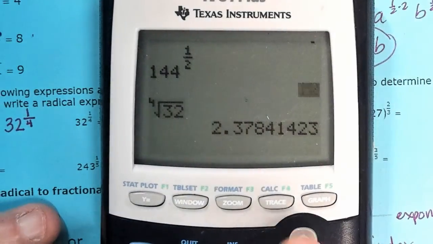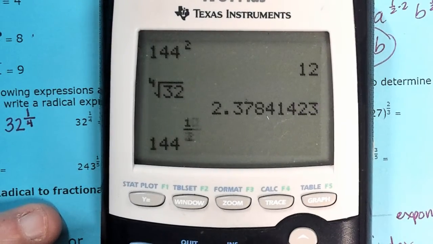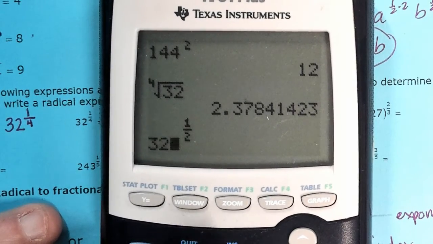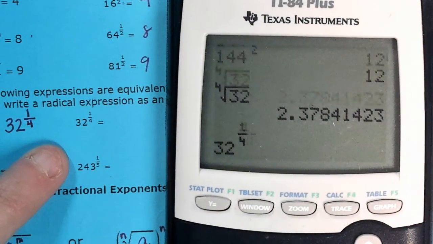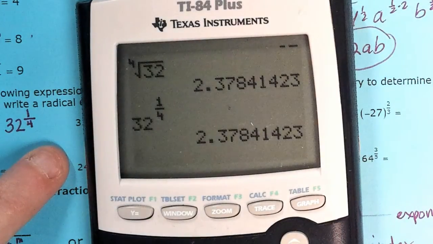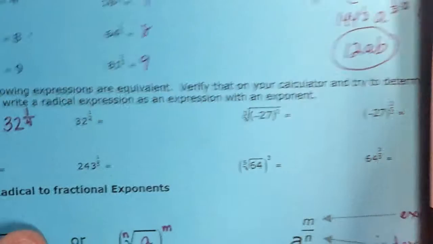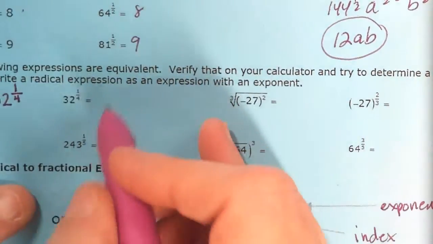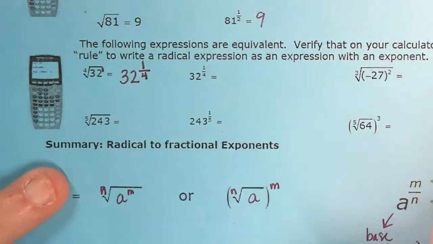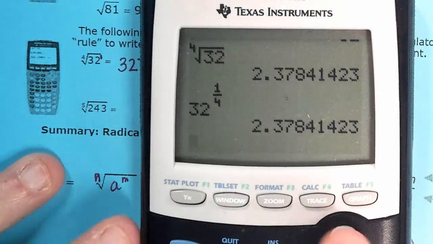Now I'm going to try raising 32 to the 1/4 power, and I get the same thing. I'm not sure that's where they wanted me to write that, but that's what I did. Again, they're telling me here what this is, but the 5th root of 243.